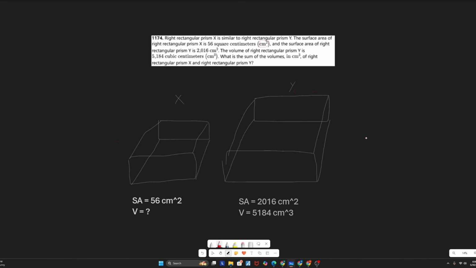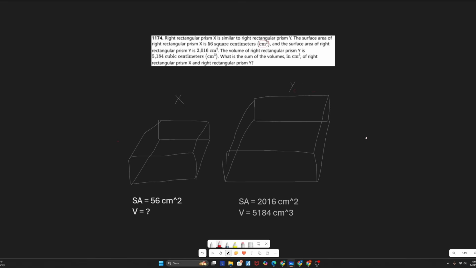So if you read the problem, a key detail you notice here is that the prisms are similar, meaning that all their corresponding dimensions, like their length, width, and height, are in the same ratio. Now when two shapes are similar, they have a scale factor, the number that tells you how much bigger or smaller one shape is compared to the other. And from that single ratio, we can figure out how things like surface area and volume compare. Specifically, surface areas scale with the square of the scale factor, and volume scales with the cube of the scale factor.